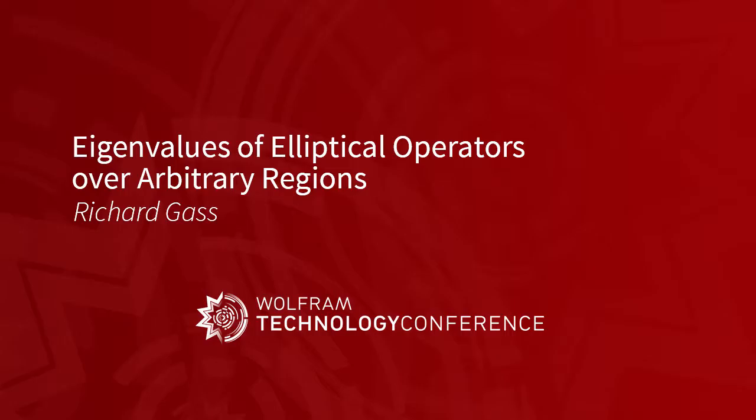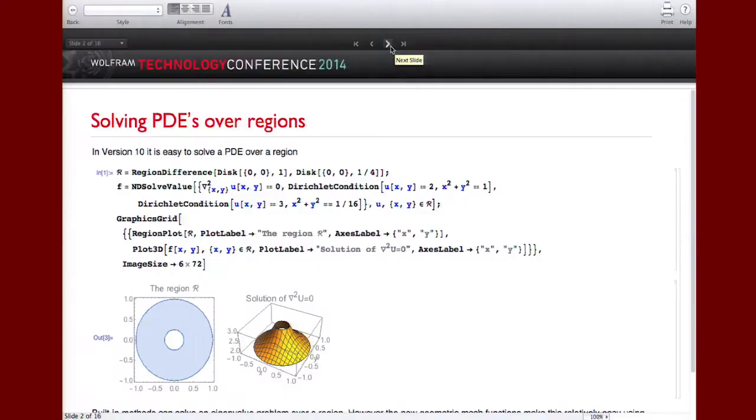So I'm going to show how one can extend the current geometry features in 10 to compute eigenvalues over what really are arbitrary regions, or eigenvalues of elliptical operators over these regions. As you've all seen, in 10, one can now do PDEs over very complicated regions. This is a fairly simple one, right? And it's fast, okay? So it's quick and easy to solve, say, the Laplace equation over this kind of domain.